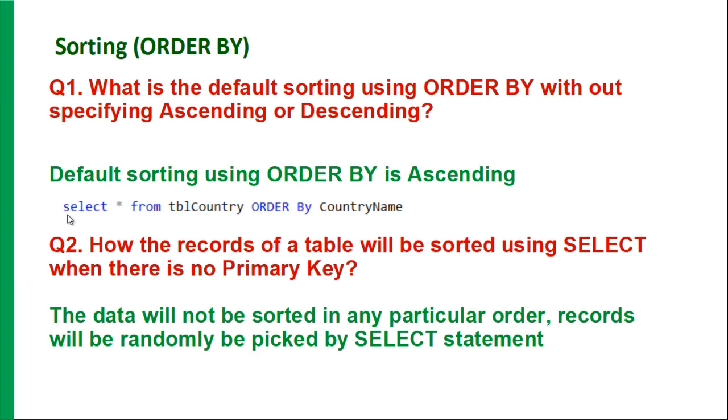Here is the syntax. SELECT * FROM tbl_country ORDER BY country_name. So here we have not specified any particular order. It will by default sort in ascending order.